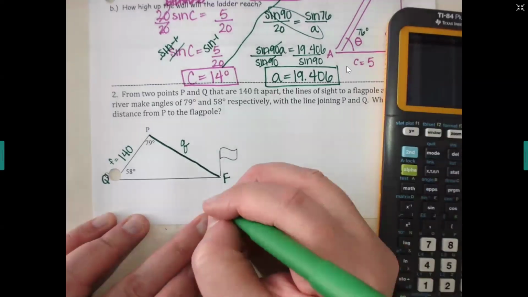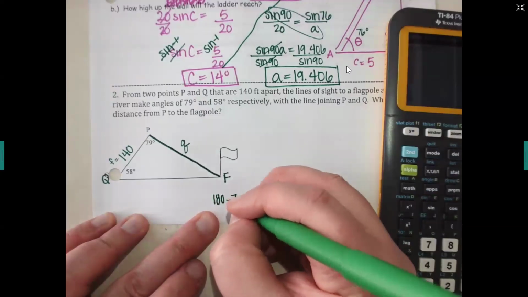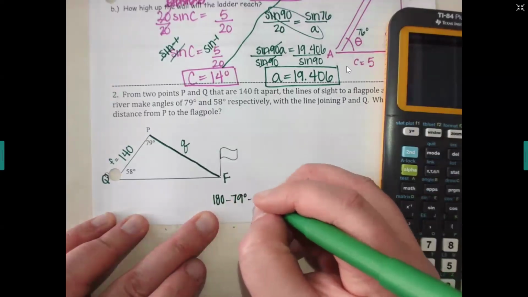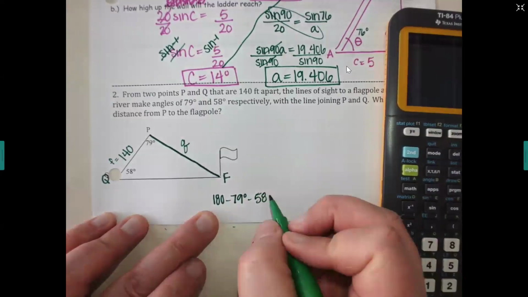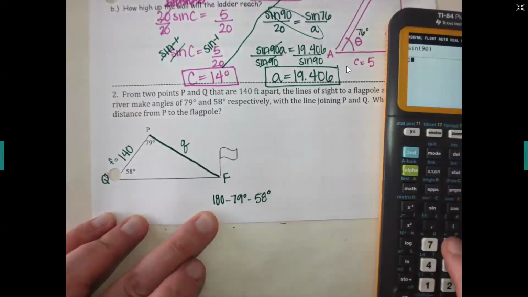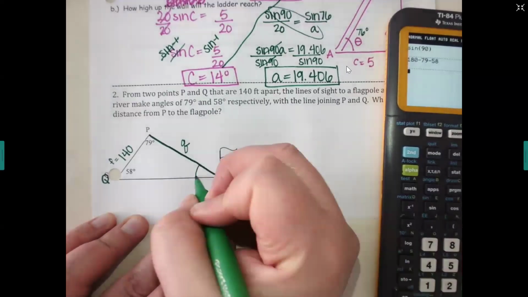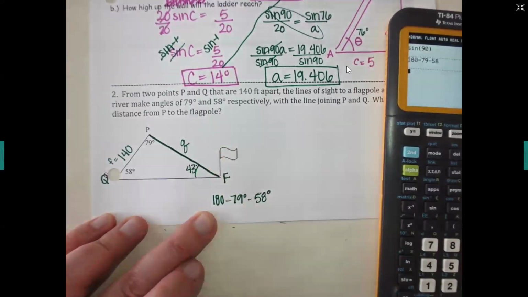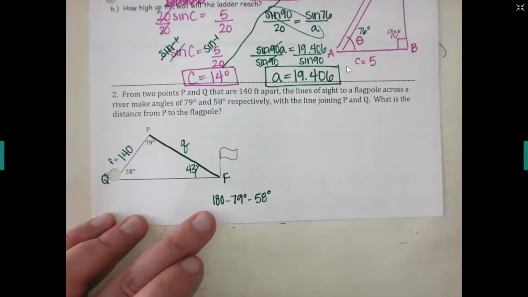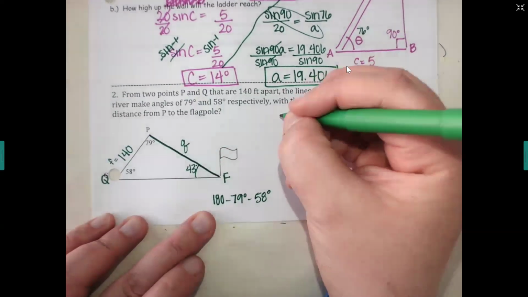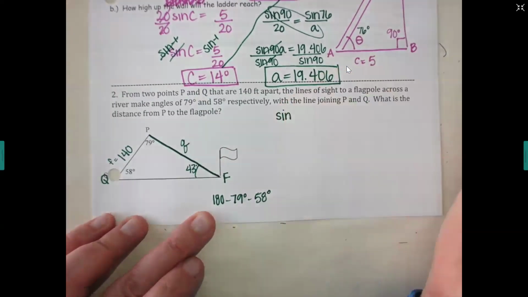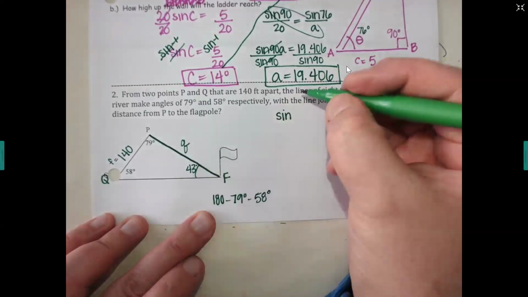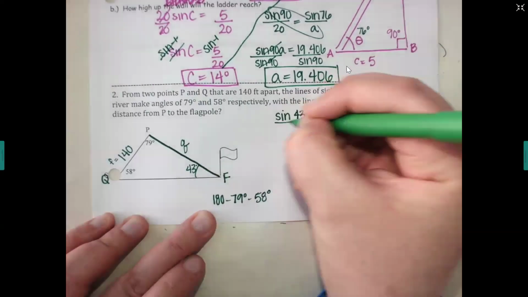So 180 minus 79 minus 58. That leaves me with how many left over for that corner? Very good, 43 is correct. And now that I have those partners, we can set up our law of sines. Remember, you're always going to start with the letter that you have both for. So that would be my sine 43 over my 140.